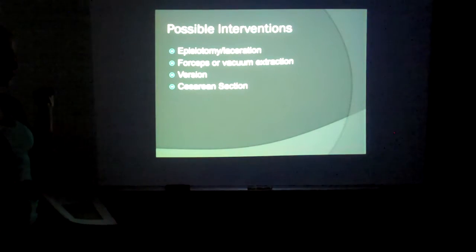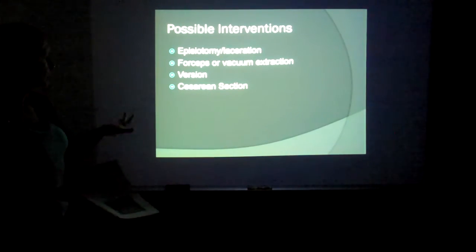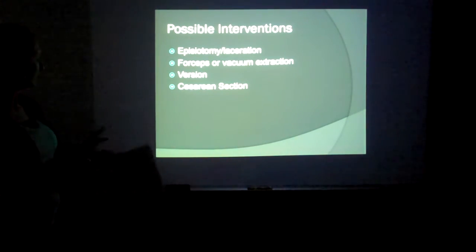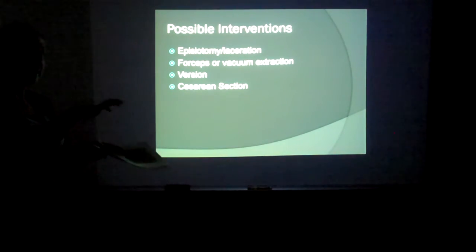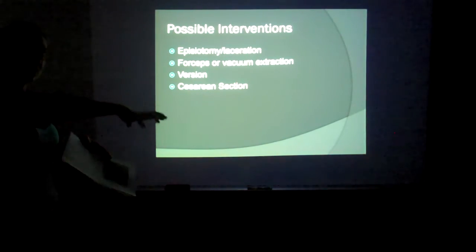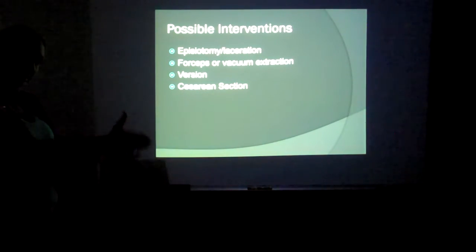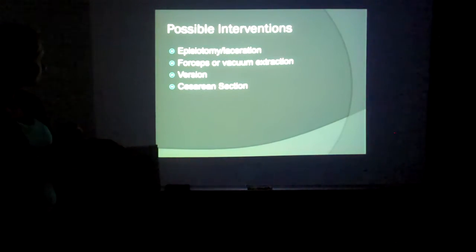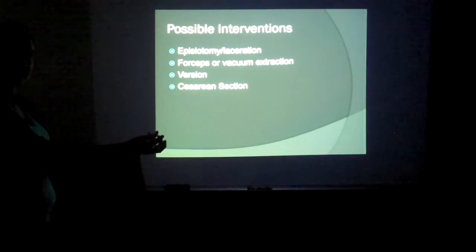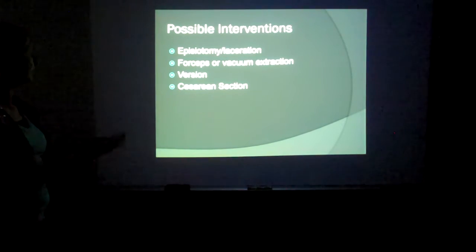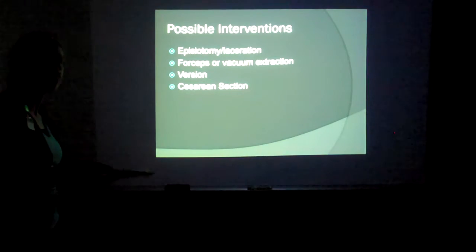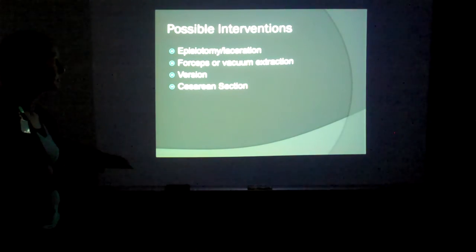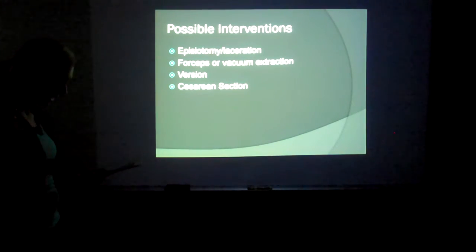Version. Version is if baby is not positioned correctly, and there's an external and internal version. Externally, they can do a very aggressive Leopold's maneuvers type and try to turn the baby. Internally, they can go in vaginally and try to turn the baby. Both can be very painful, and there are risks to the procedures also. I'll let you read about that in your book and in ATI. And then, of course, you can do a cesarean section.